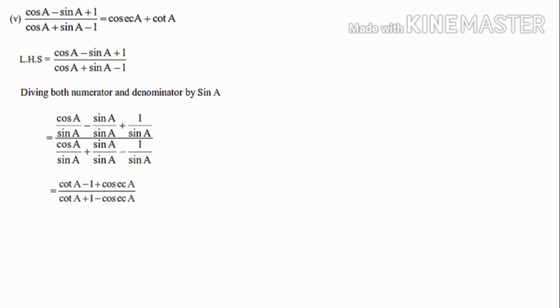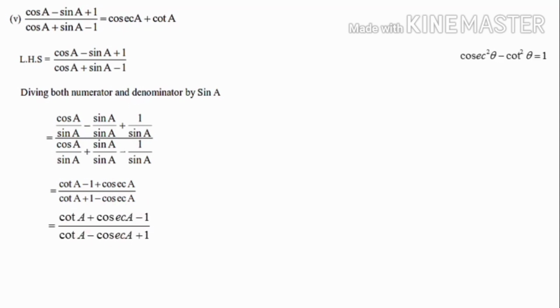So let's group it. Cot a, and this cosec a I am writing second: cot a plus cosec a minus 1. I am just regrouping it. No sign change, just regrouping. Cot a I am writing first, second cosec a, third minus 1. So cot a plus cosec a minus 1 divided by the denominator, also just regrouping: cot a minus cosec a plus 1. No sign will change, just regrouping, that's all.